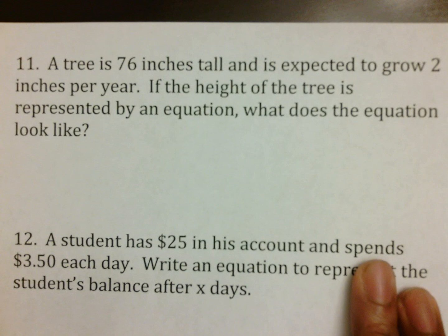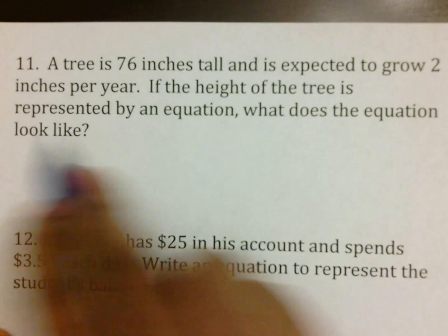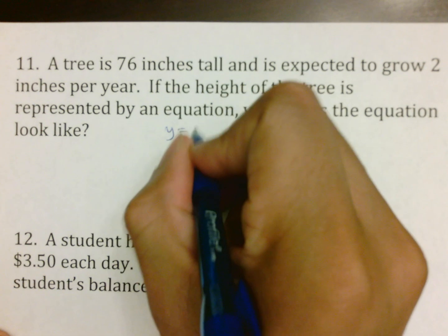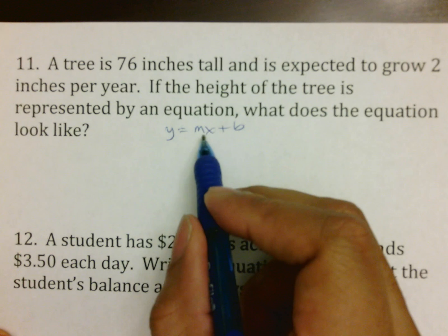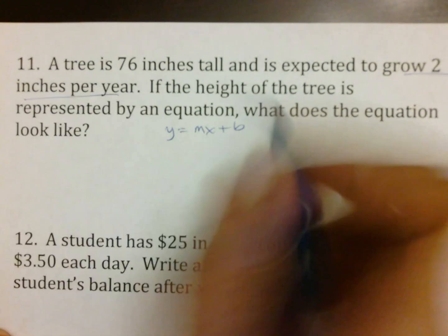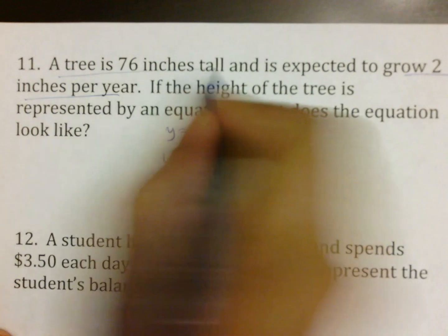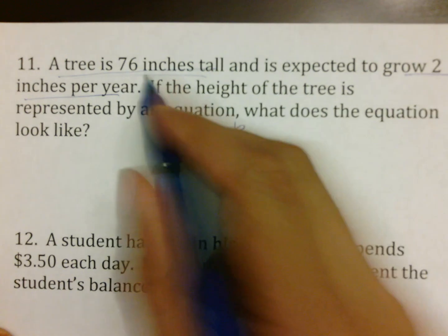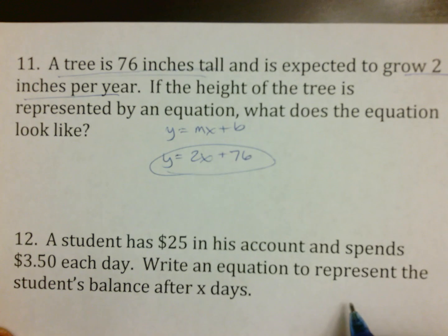A tree is 76 inches tall and expected to grow 2 inches per year. If the height of the tree is represented by an equation, what does the equation look like? Again, we're talking about an equation, so we're talking y equals mx plus b. Looking for the m, the tree's growing 2 inches per year, which automatically tells me it's going to be 2x. It's starting at 76 inches tall already. Again, it's growing 2, which is why that's positive. It's starting at 76. Easy enough. That's the equation we're looking for.